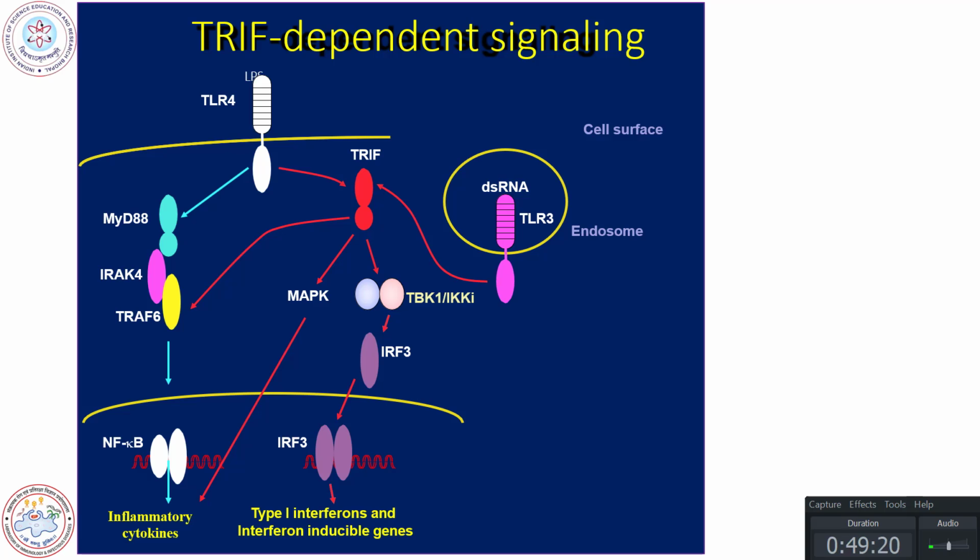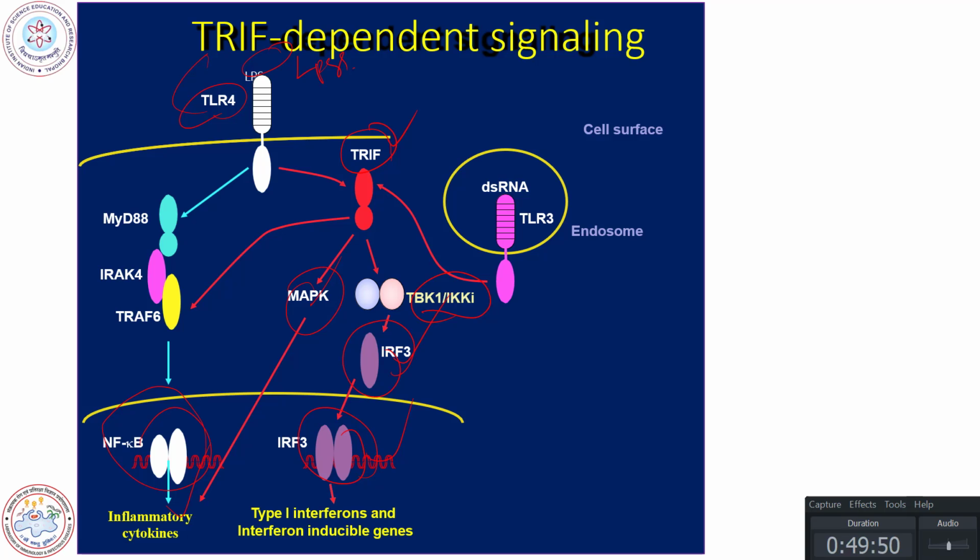Then the next signaling we call TRIF dependent signaling. Whenever this TLR4 is getting activated through LPS, then the TRIF complex will get activated. Then it activates the MAPK pathway. Then NF kappa B also gets activated. Then inflammatory cytokines will come. Or else it can activate the TBK, IKK. Then IRF1 will be activated. Then that also comes to this IRF3.